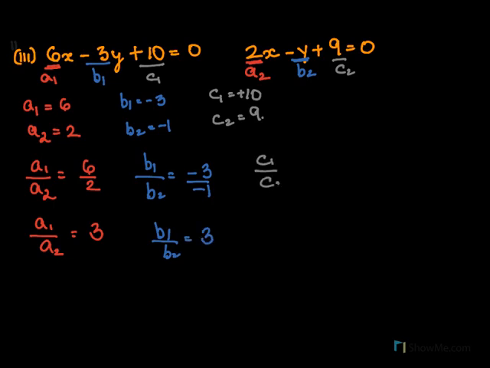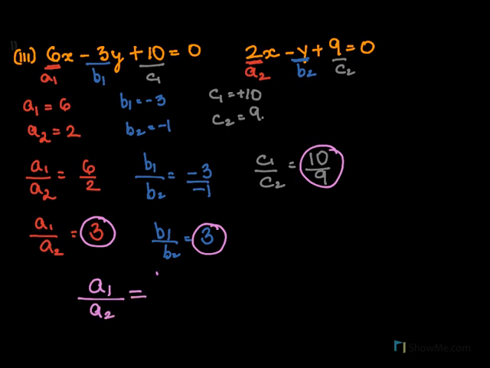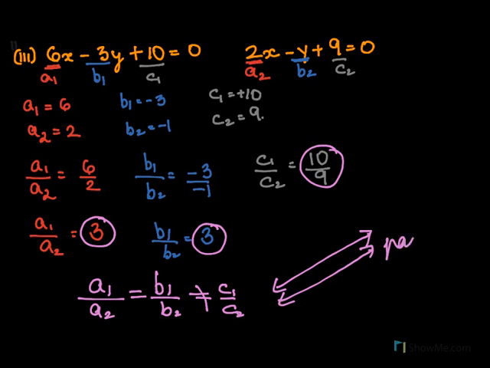And then we have c1 by c2 is 10 by 9. So when I compare my ratios, I find a1 by a2 is 3, b1 by b2 is 3, but c1 by c2 is 10 by 9. So a1 by a2 equals b1 by b2, but not equal to c1 by c2. And if this is the case, my lines are always parallel. This is the condition for parallel lines. And you know parallel lines do not meet.